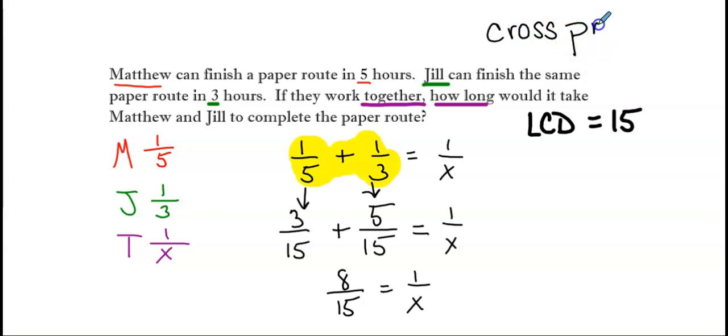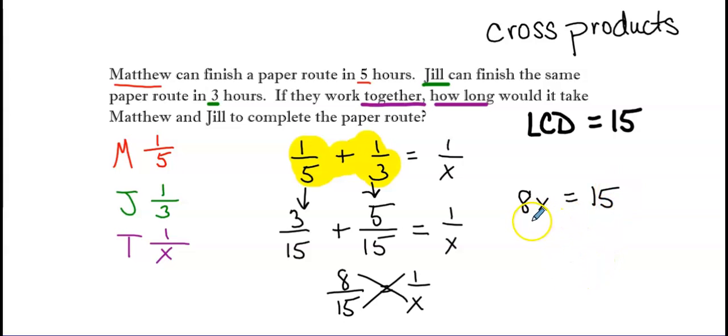Cross products are where we multiply across. We multiply the 8 times the x, and we multiply the 15 times the 1. So if we multiply across, and I usually draw an x in there, we multiply 8 times x, that's 8x, equals 15 times 1.